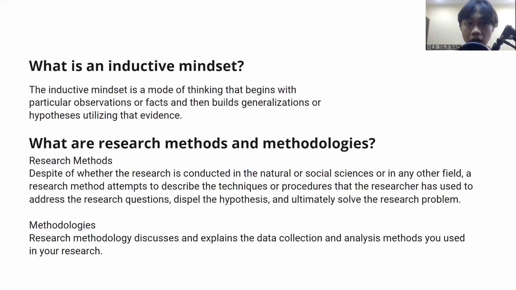And the next question is what are research methods and methodologies? For the first, research methods, conducted in the natural or social sciences or in any other field, a research method attempts to describe the techniques or procedures that the researcher has used to address the research question, dispel the hypothesis, and ultimately solve the research problem. And methodologies discuss and explain the data collection and analysis methods you use in your research.